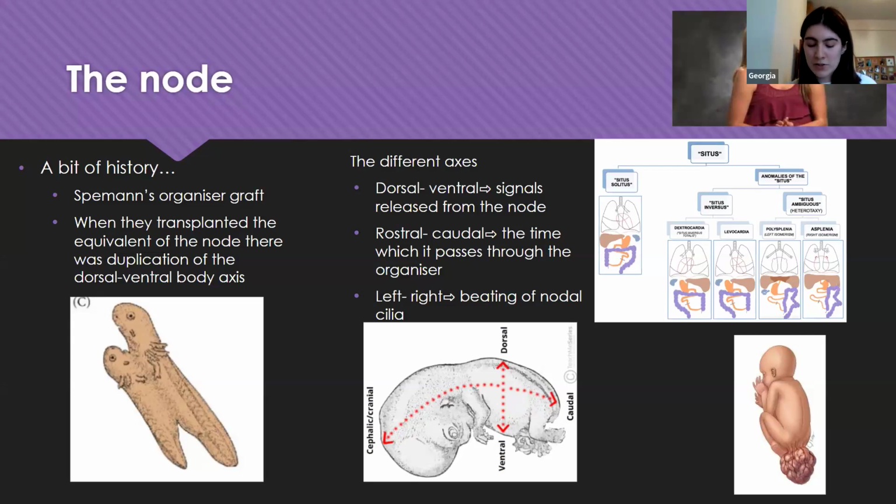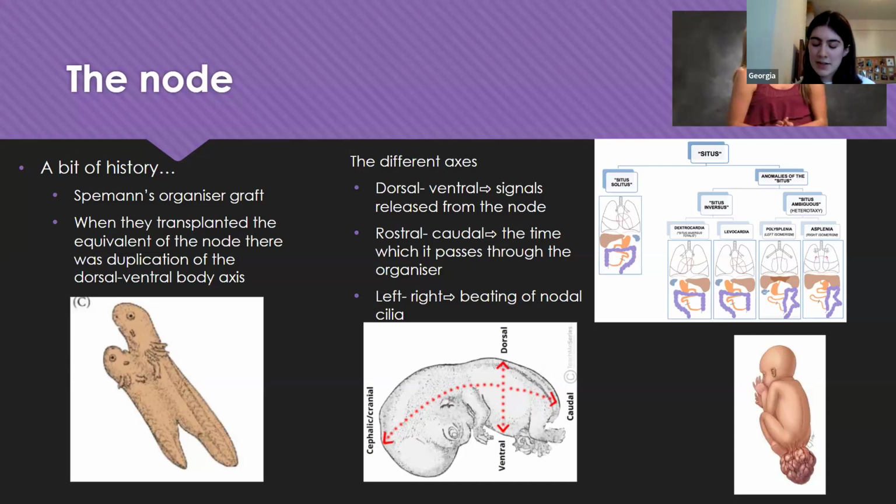Now, the patterning of the body plan occurs in all the axes in slightly different ways. So the dorsal ventral axis is patterned by signals released from the node in induction. The rostral caudal axis is patterned based on the time at which a cell passes through the node. So the earlier a cell migrates through the node, the more rostral a structure it goes on to develop, and this is linked to Hox gene expression. Left to right patterning is a bit more complex, and it's based on cilia in the node beating to make a flow of liquid that is sensed by other cilia, and this causes different gene expression on the left and right side of the embryo.